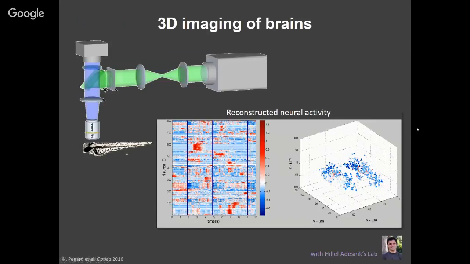We're doing a lot more experiments of real neuroscience stuff where we can actually extract neuroscience results from it. But that's really in Hilal's lab. And so that's sort of forthcoming stuff.